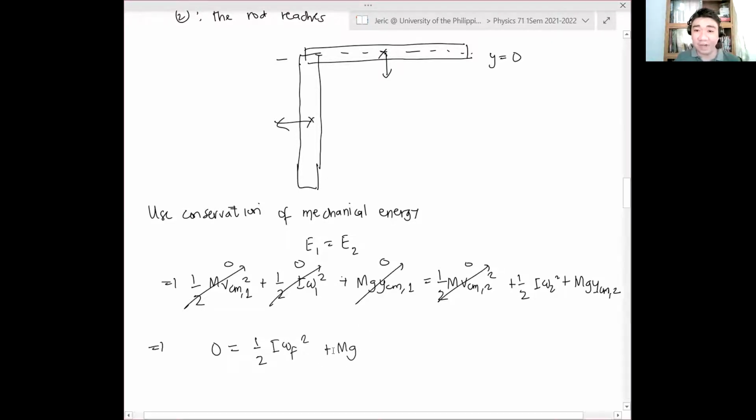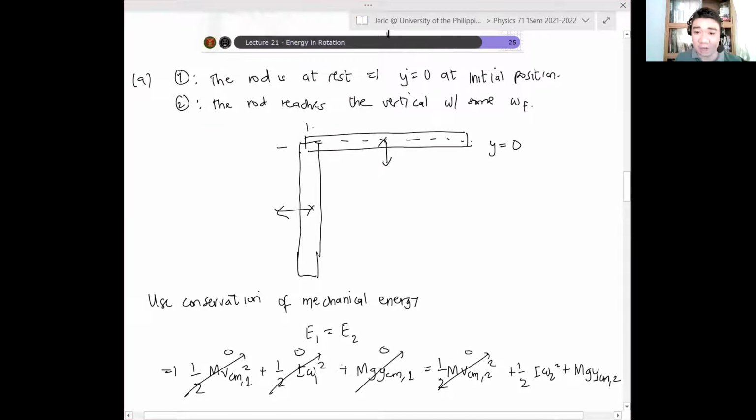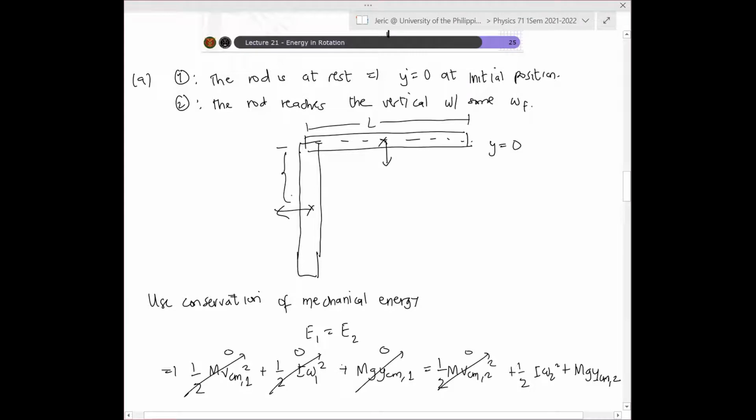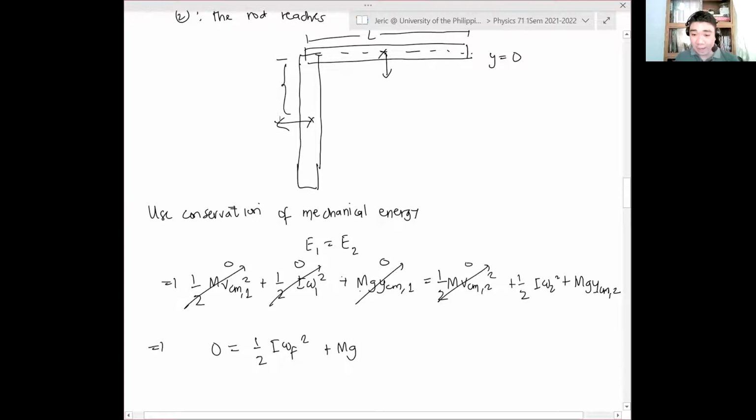So if the length of the rigid body, or if the length of the rod is capital L, what is this height here? It's L over 2, because you are assuming that the rod is uniform. So this should be L over 2. In fact, the position should be negative L over 2, negative dapat yan kasi nasa baba siya nung sinet natin na y equals 0.